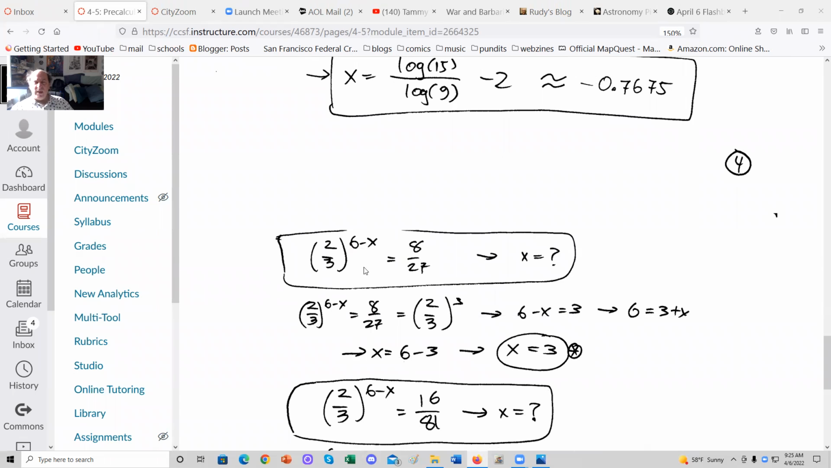(2/3) to the 6 minus x equals 8/27. Well, okay, it's simplified by the fact that 8/27 is a third power of 2/3. So we have the same base, 2/3. (2/3) to the 6 minus x equals (2/3) to the 3. So taking logarithm base 2/3 of both sides, we get that the exponents are equal. 6 minus x equals 3. It's all right. Transpose the x. 6 equals 3 plus x. Transpose the 3. x equals 6 minus 3. So x equals 3.